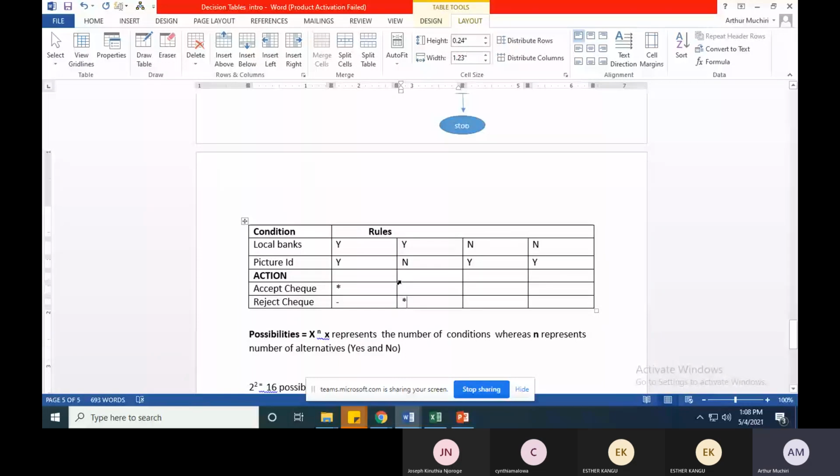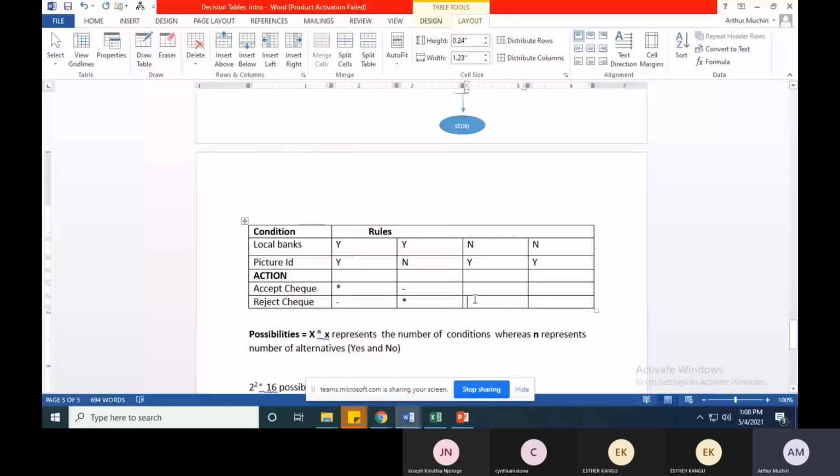So here we will reject his, we tell him to go and look for a picture ID or come with that. We want a card that has a picture ID, so there we will put a dash. Then another one comes the next day. He says, I'm not from a local bank. My check is not from a local bank, but I have a picture ID. So what are you going to do? You're going to tell him no.